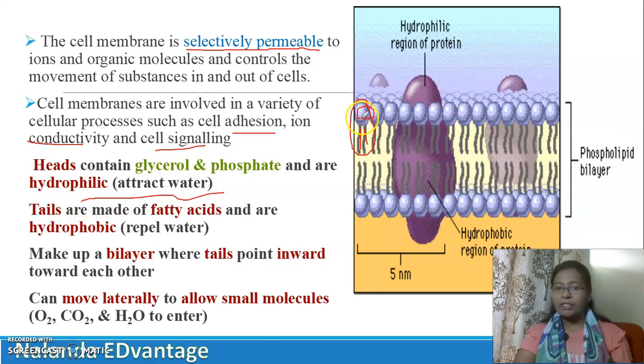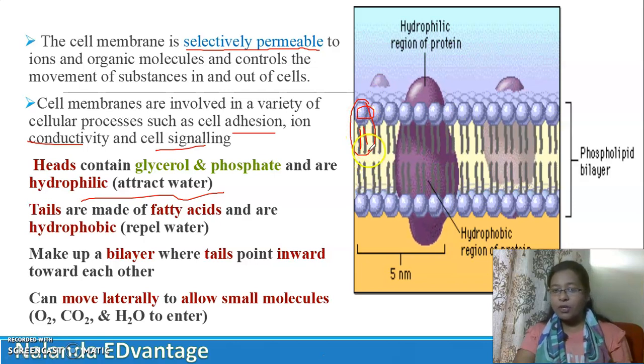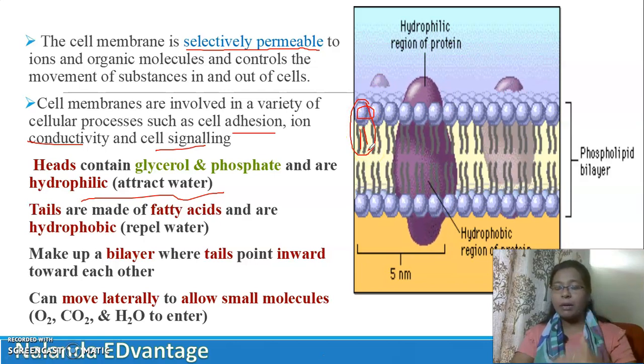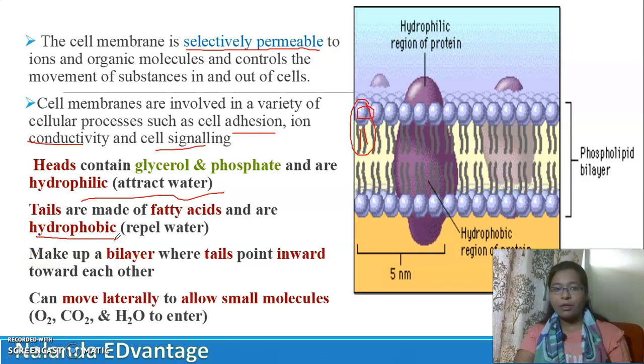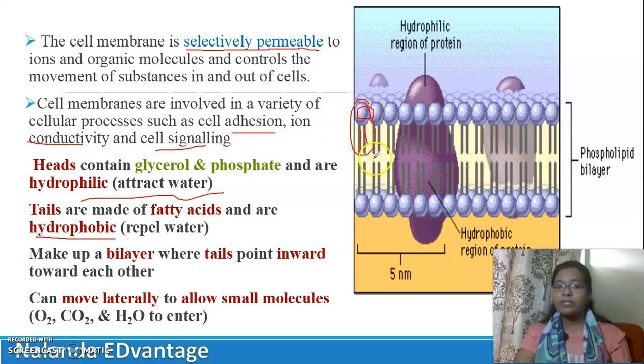The head attracts water, and the tail, because it is sandwiched between the two lipid layers, is made up of fatty acids. The tails are made up of fatty acids and they are hydrophobic, right? So the tails repel water, and together they make a bilayer in which the tails point inwards. As you can see, the tail is in between these two layers and the head is outside.